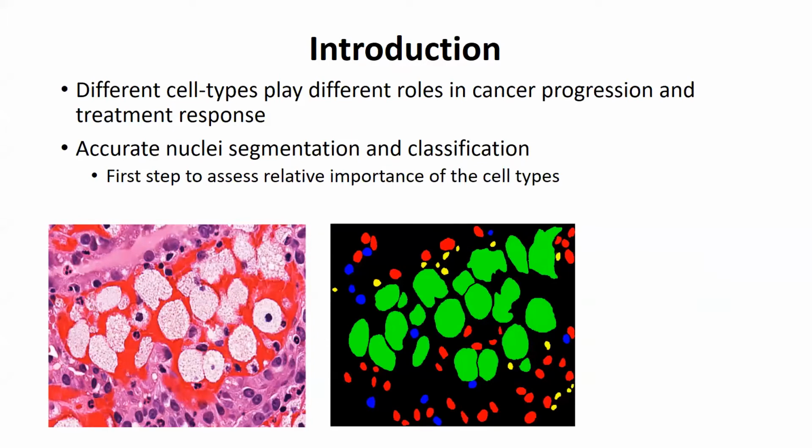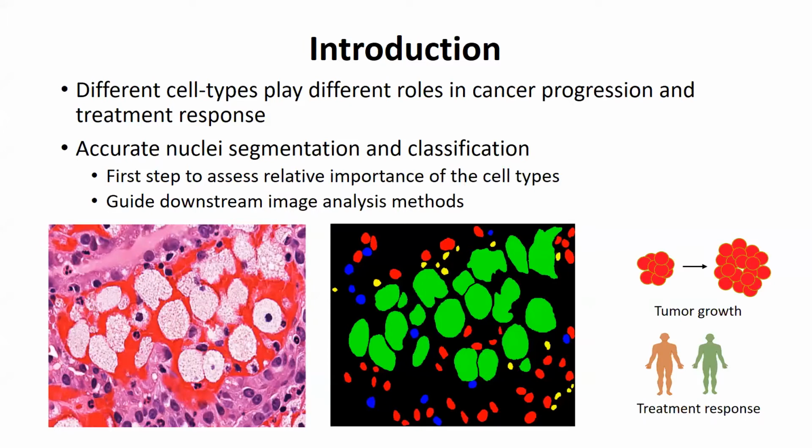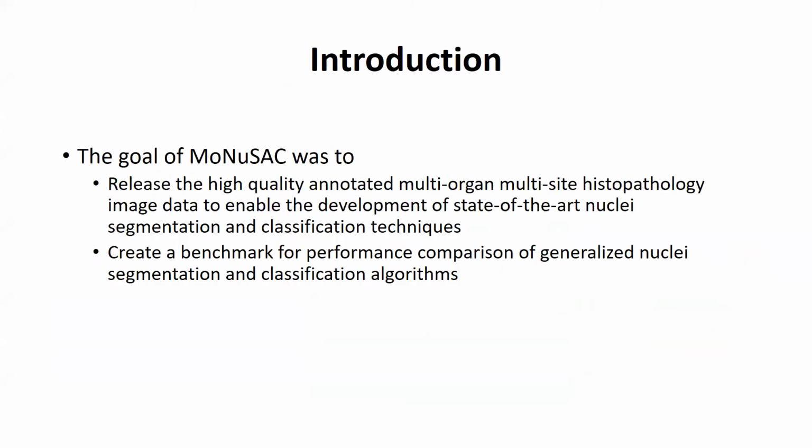This is often the very first step to develop diagnostic and prognostic models related to tumor progression and treatment response. The goal of MoNuSAC was to release high-quality, annotated, multi-organ, multi-site histopathology image data to enable the quantification of state-of-the-art nuclear segmentation and classification techniques. We wanted to create a benchmark for performance comparison of generalized nuclear segmentation and classification algorithms.